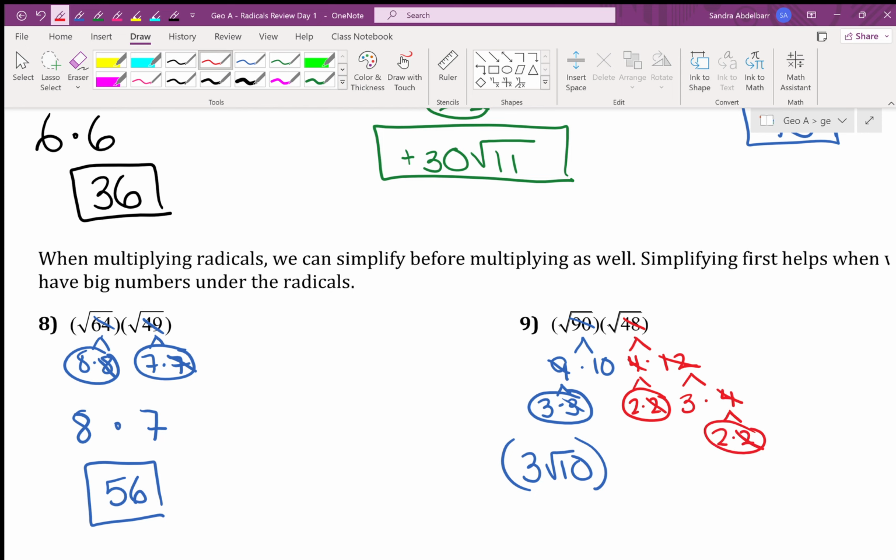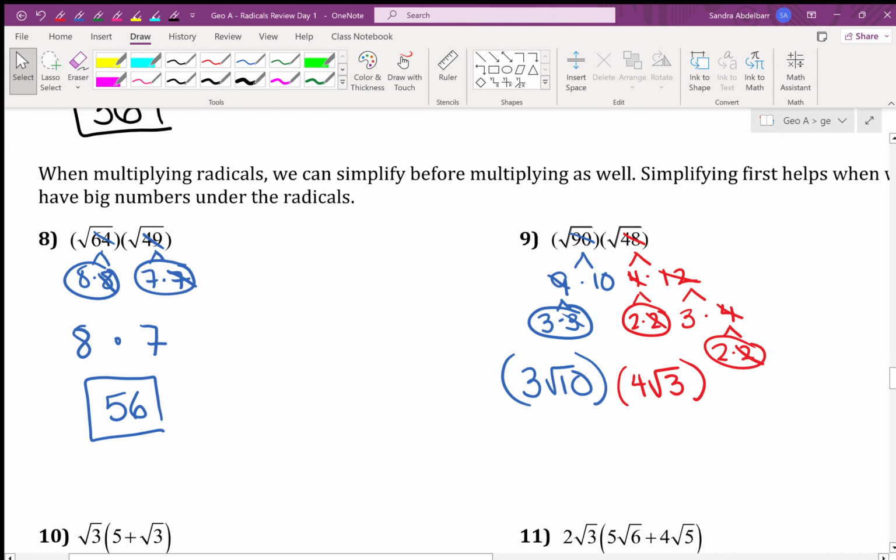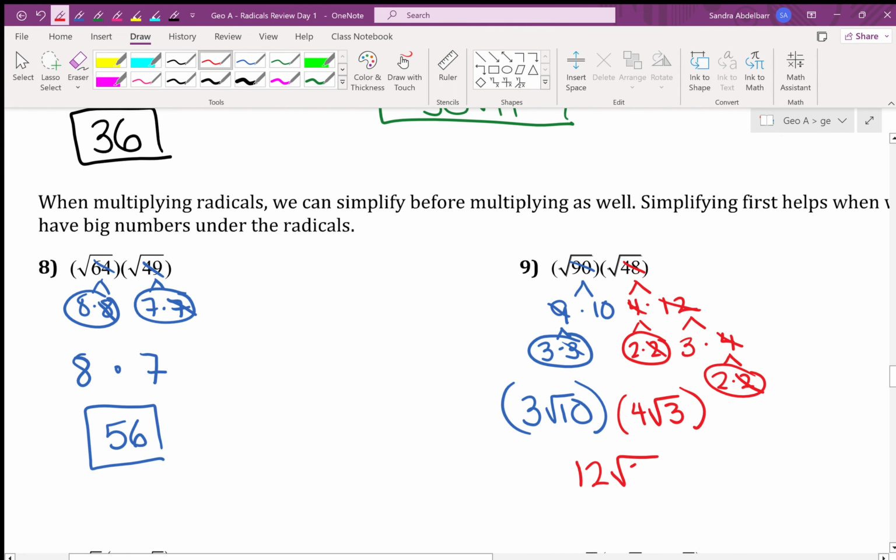So then what number is going on the outside and what's going on the inside? 4 root 3. Because you have one 2 from this pair going on the outside, but then you have another 2 from this pair going on the outside. So it's a 2 times a 2, which is a 4, and then a 3 on the inside. So we are 4 root 3 times 3 root 10, which is going to give us 12 root 30. If I break down 30, will I get any pairs? No, so we stop there.